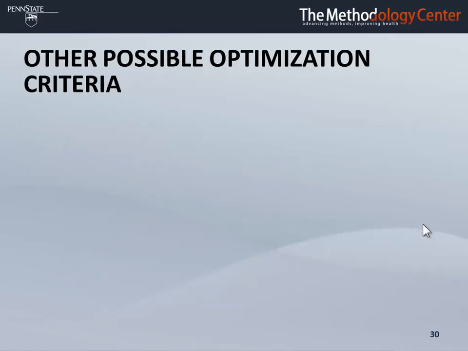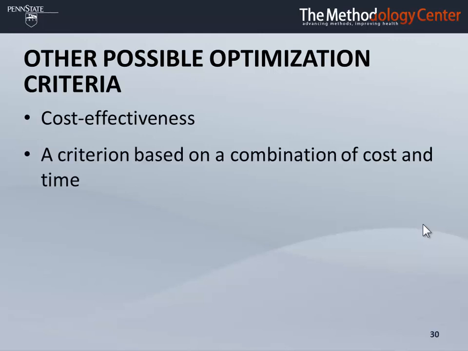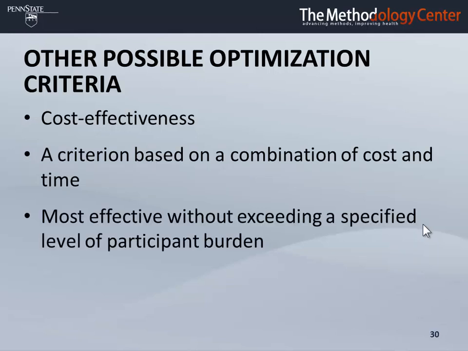So there's lots of other possible optimization criteria. Cost effectiveness is one that's a little different from an upper limit on cost. You can use a criterion based on a combination of factors. If you're interested in participant burden, and assuming that can be quantified, you might be interested in putting an upper limit on that. Lots and lots of other possibilities. These are just some examples.